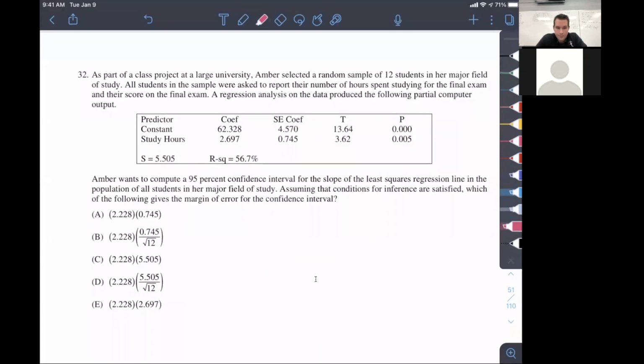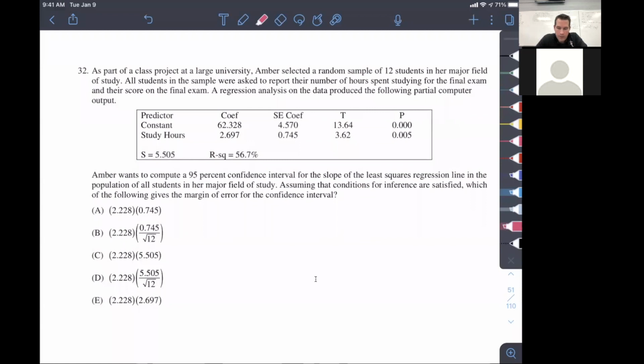32. As a part of a class project at a large university, Amber selected a random sample of 12 students in the major field of study. All students in the sample were asked to report the number of hours spent studying for the final exam and their score on the final exam. A regression analysis on the data produced the following partial computer printout. Okay, so this is a linear regression analysis.